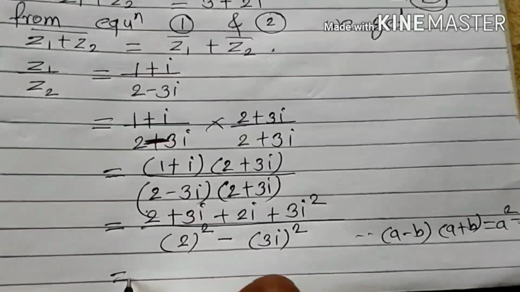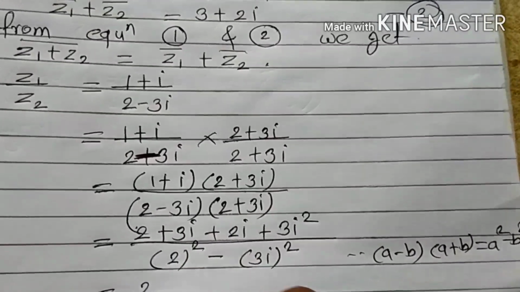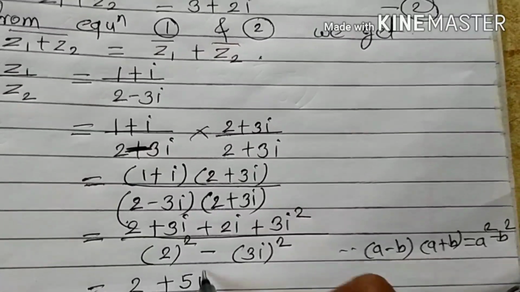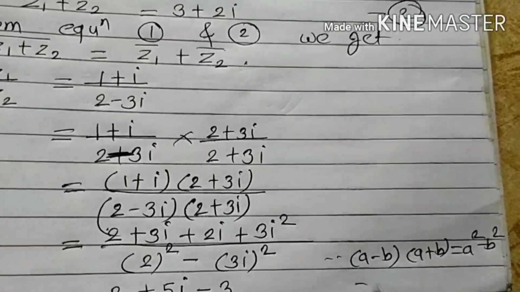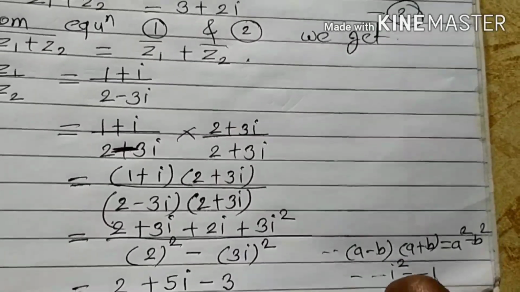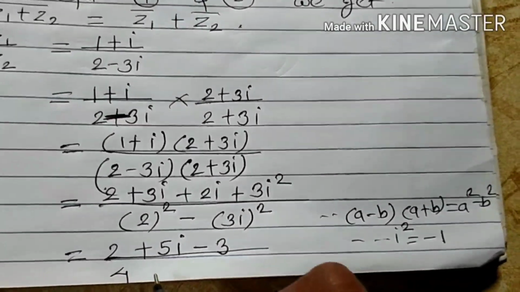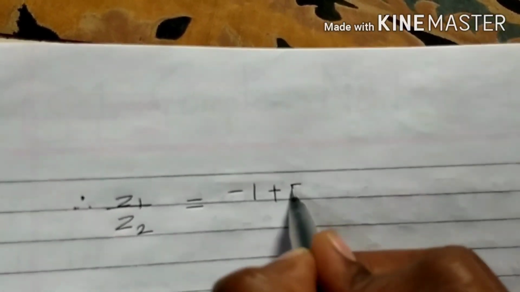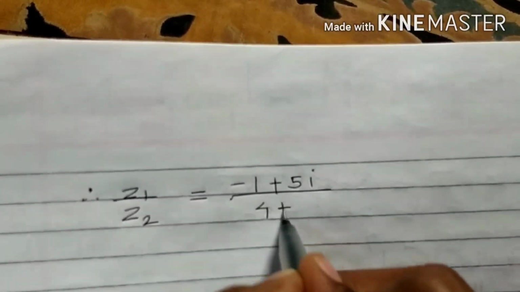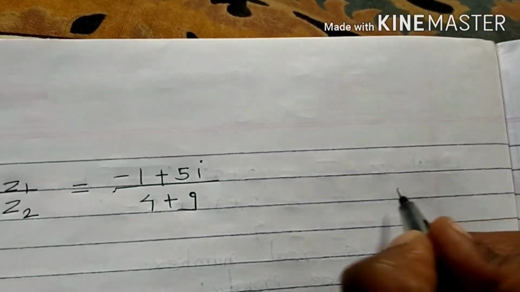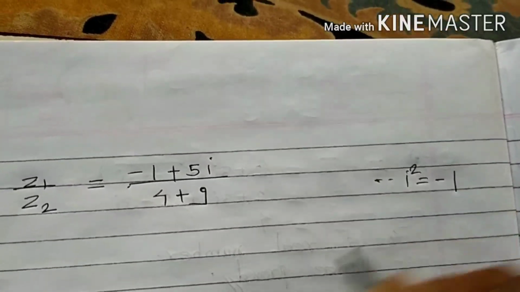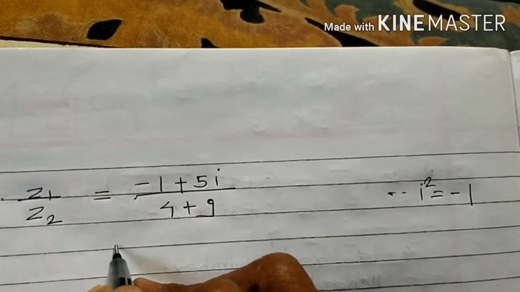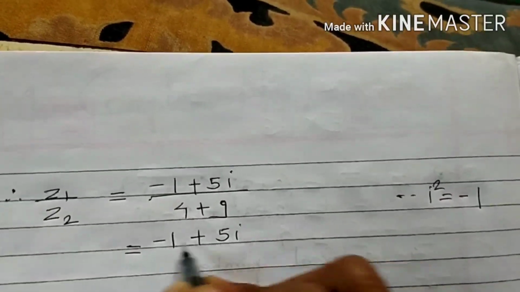Now you can add: 2 as it is plus 5i, and this is minus 3 because the value of i square is minus 1, upon 4 minus 9i square. Therefore z1 upon z2 is equal to minus 1 plus 5i upon 4 plus 9, because i square is equal to minus 1. So we get minus 1 plus 5i upon 13.